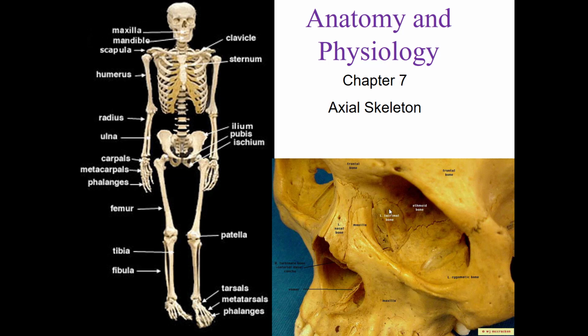Anatomy and Physiology 1, Chapter 7, the Axial Skeleton.